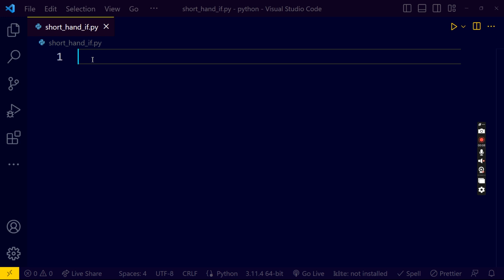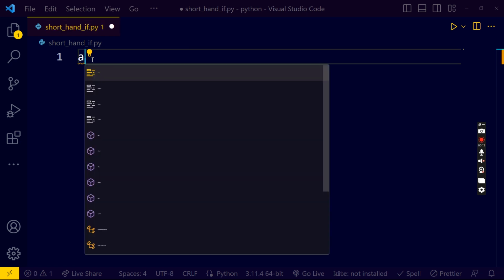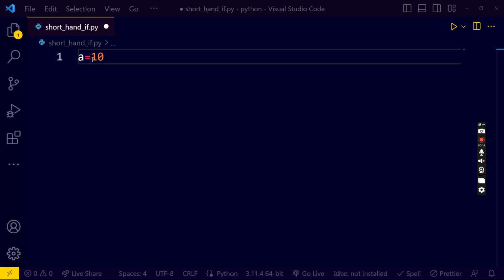See, it's simple. If you have one statement in the if condition, then this can be used very easily. So it is called a shorthand if statement.